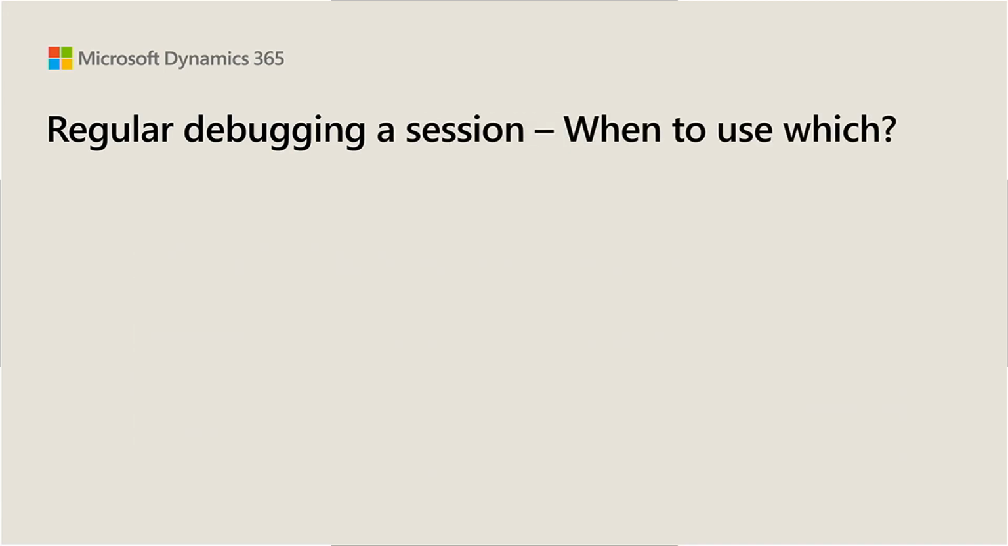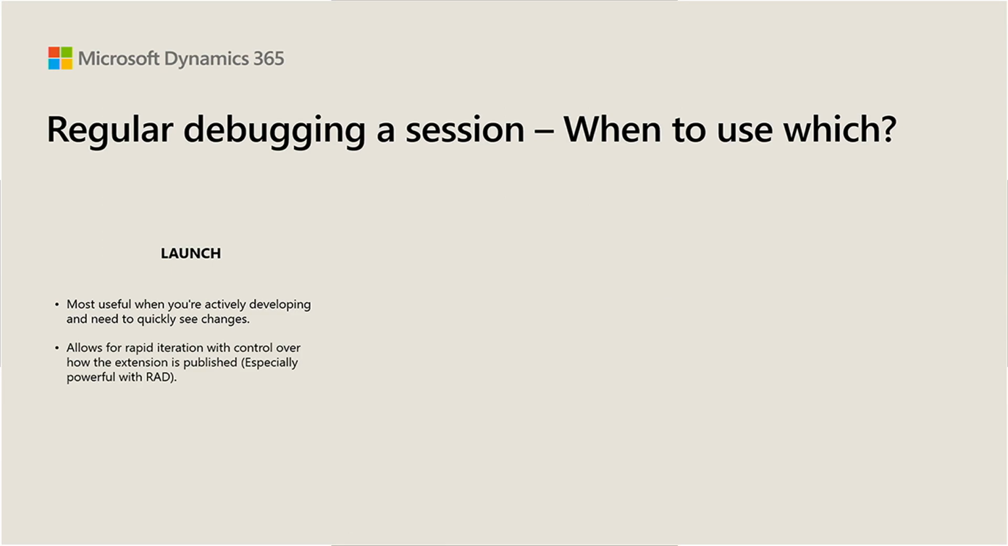Okay, so when do you want to use each type of debugging a session? Launching a session is best suited when you're actively developing the changes. You can quickly launch it, and then you can see and inspect those variables. Also, it publishes before you launch, so it's already published and you can already start debugging. And it's very powerful if you use RAD, because it's way faster. This is because it only computes the differences. So use RAD if you have already done a full publish.